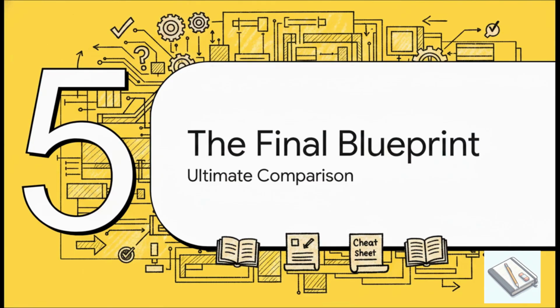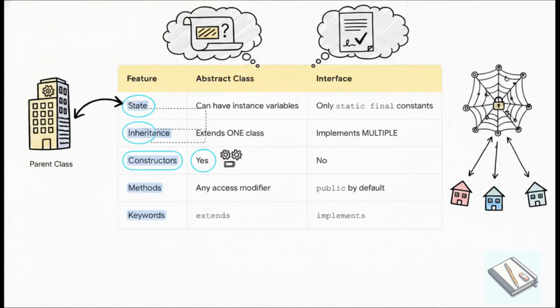Okay, let's put this all together and wrap it up with the ultimate cheat sheet. Think of this as everything we've just talked about, all in one place. This table lays it all out. You've got the keywords, extends versus implements. You see that abstract classes can have constructors, while interfaces can't. But the two rows you really need to burn into your memory are state and inheritance. Abstract classes can hold data. They can have instance variables. Interfaces are stateless. And as we've hammered home, you can only extend one abstract class, but you can implement many interfaces. All these other little differences really just flow from that core distinction.